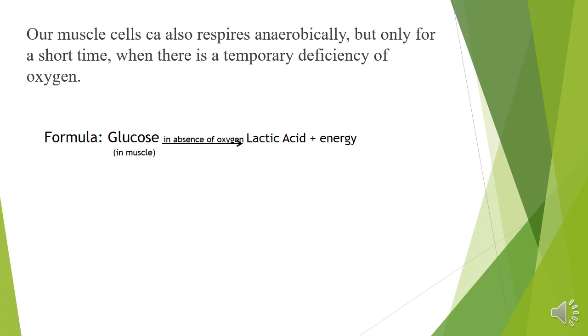And here in the picture come the muscle cramps. The cramps occur when muscle cells respire anaerobically. There is a pain in our muscles when they respire anaerobically. The partial breakdown of glucose produces lactic acid, and the accumulation of lactic acid causes muscle cramps. And the formula is glucose in the absence of oxygen gives lactic acid plus energy.